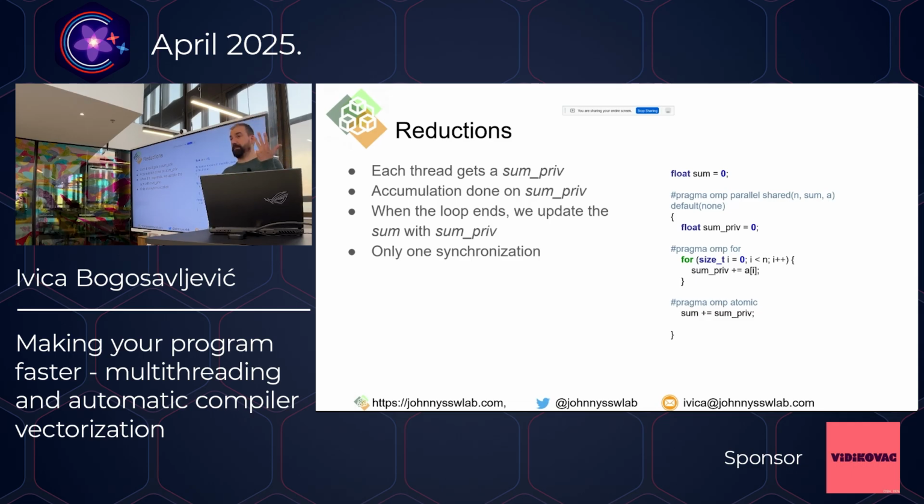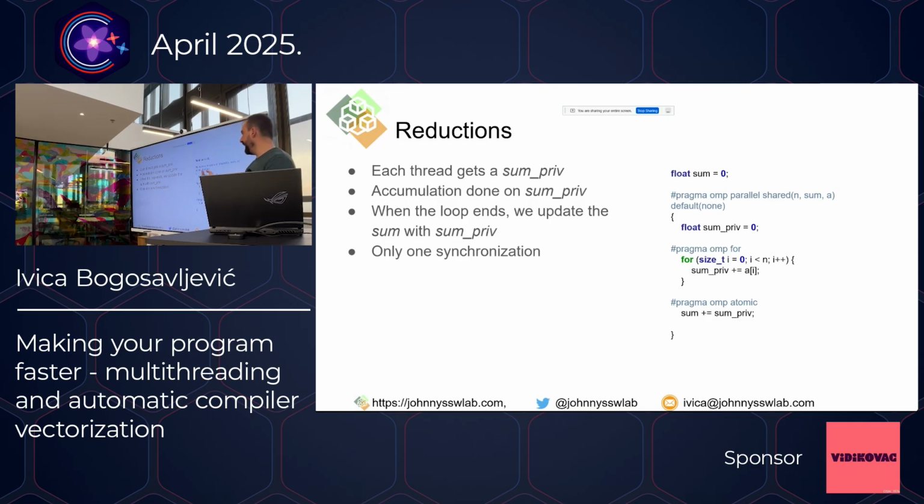So I get 4 sums. And at the end, I have this pragma omp atomic, or pragma omp critical, doesn't matter, which accumulates the private sum to the public sum. And this actually works. This is how it's done.